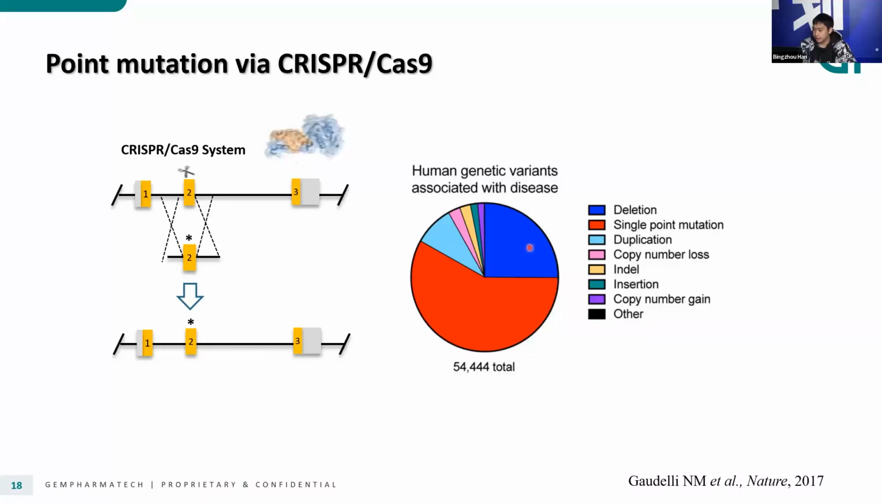We can see that over 60% of disease-associated genetic variants are single point mutations. So the strategy to generate homologous point mutations in animal models like mice is becoming more and more important for the study of genetic diseases and rare diseases.